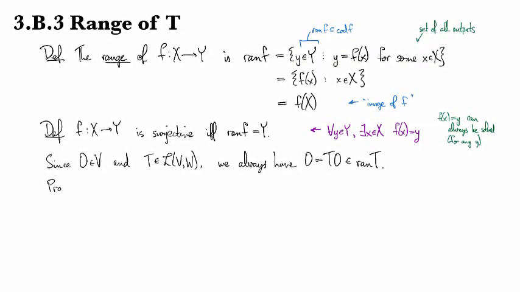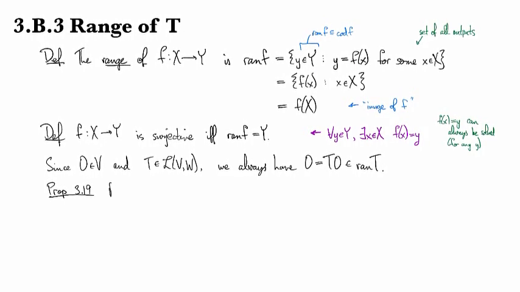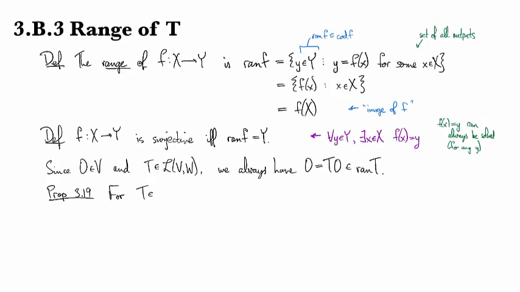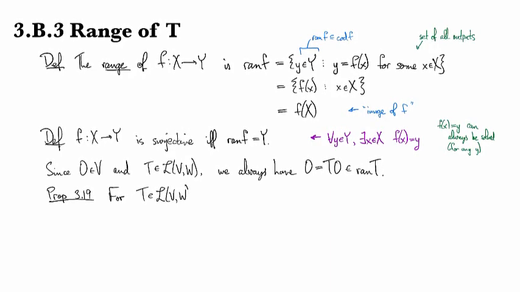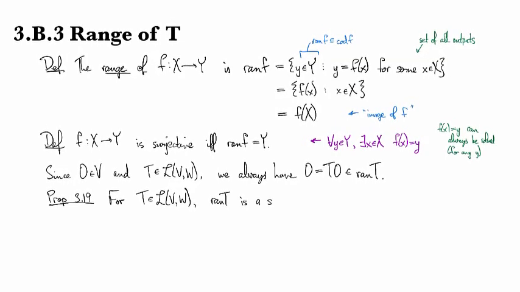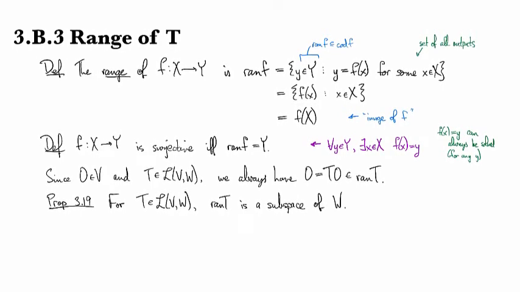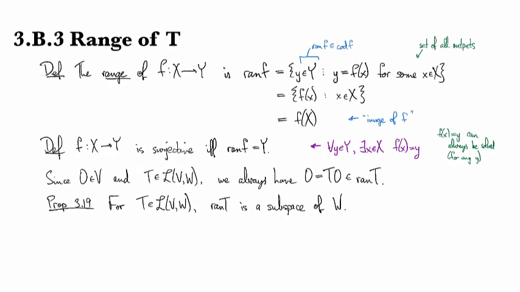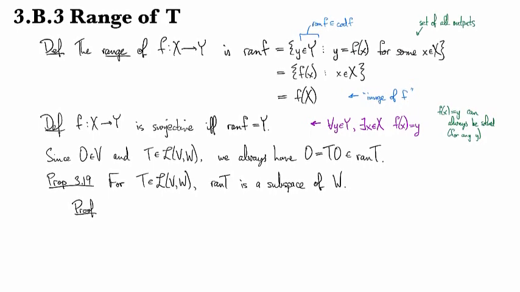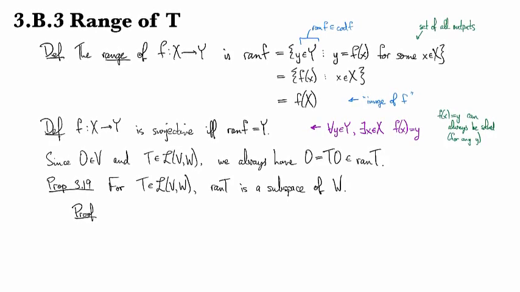And so then the question is, what else do you have in the range? And so proposition 3.19 says that you get a whole subspace in the range. So for a given linear map, the range is a subspace of the codomain. Okay, and so again for the proof, by proposition 1.34, we just need to check the closure properties at this point.